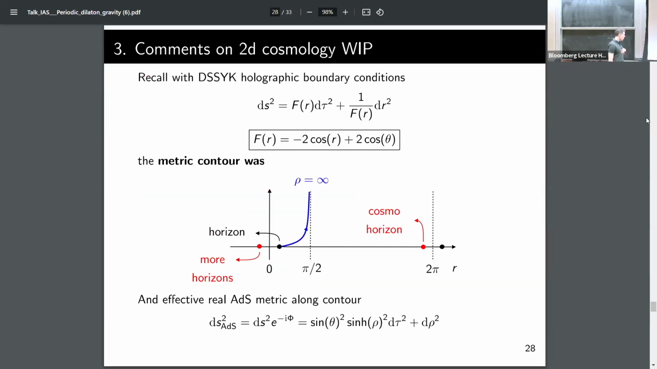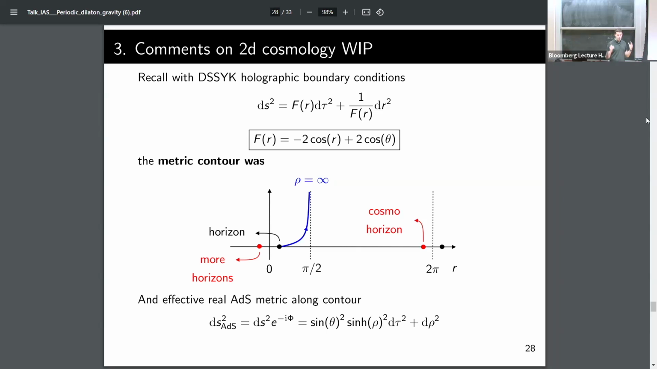Okay, so now briefly some comments on 2D cosmology. Recall that with the DSSYK holographic boundary conditions, I chose the following metric contour, which is kind of funny, but we don't get to choose how the holographic duality works. And the effective metric along this contour was the following. But now I've already solved the theory at finite cutoff anyway, so no one is telling me anymore what boundary conditions to put.